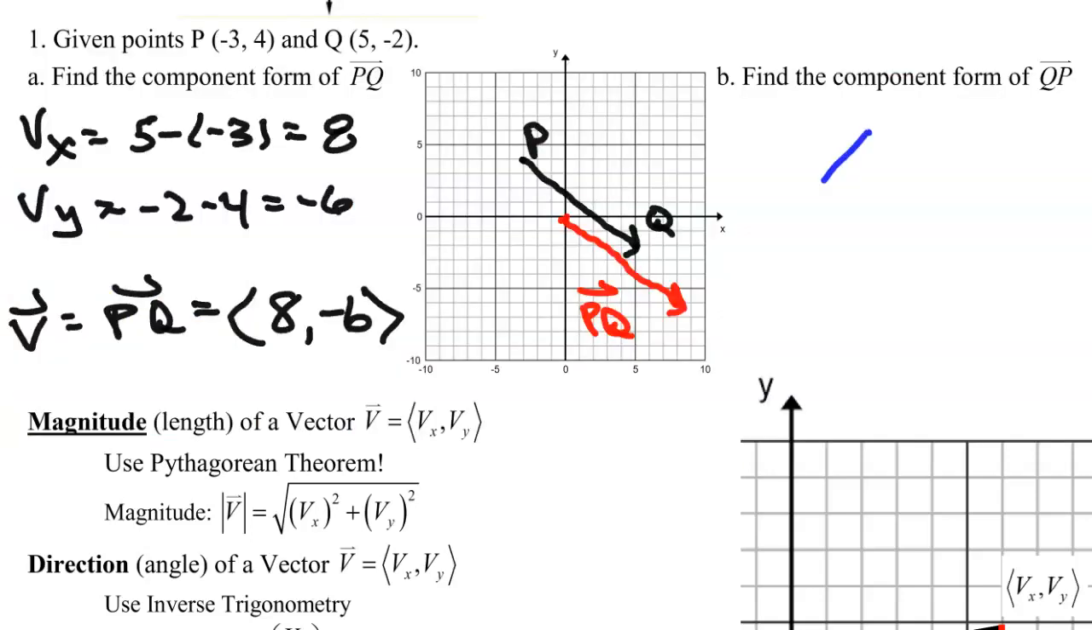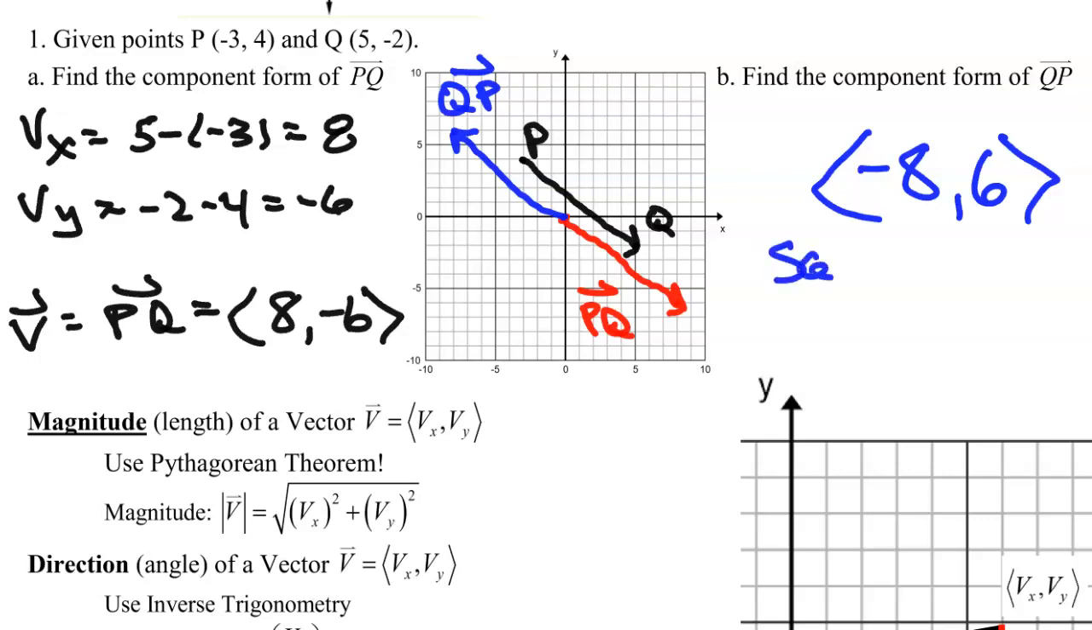QP would be the opposite. It would be -8, 6. Again, it starts at the origin and goes to -8, +6. And if you notice, there is QP, vector QP. Equal in magnitude, but going the opposite direction as before. Okay. Same magnitude, but opposite direction.